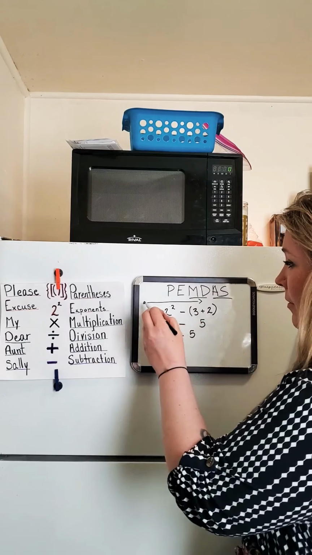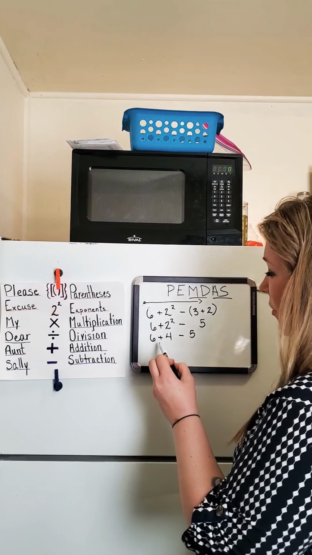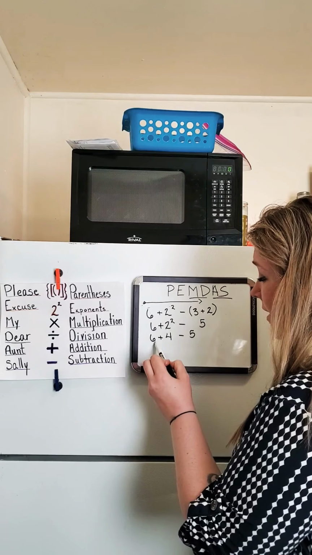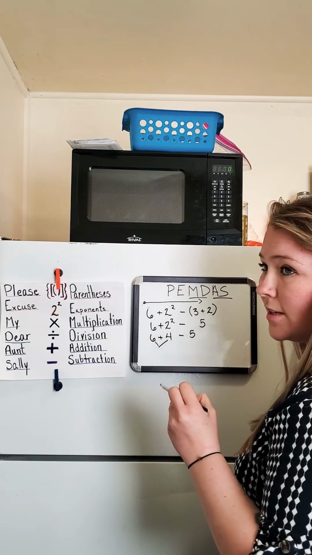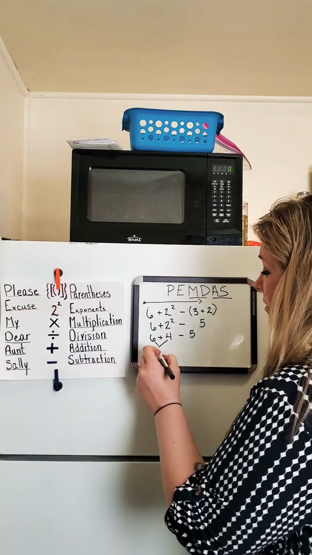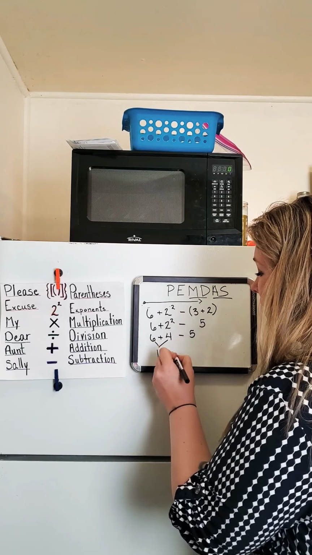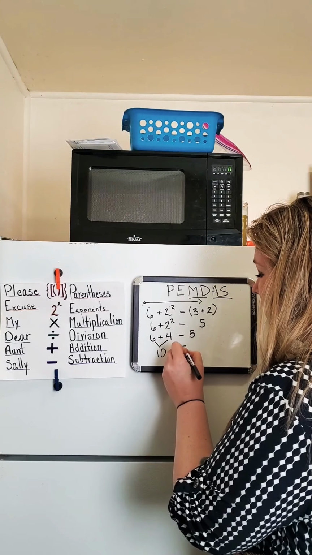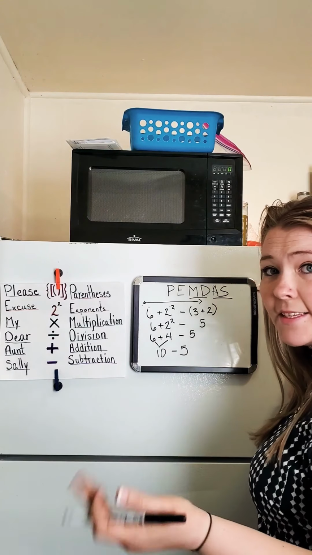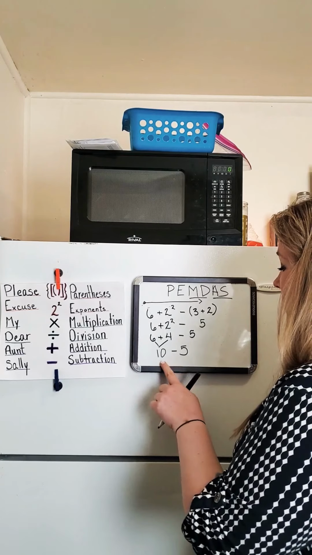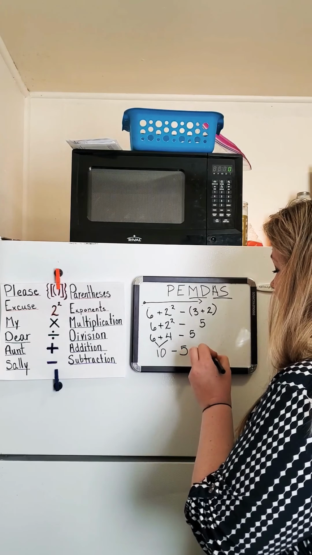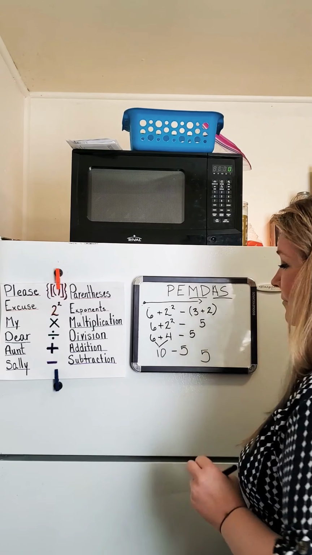So we do that from left to right. So the first one on the left is an addition problem. So we have 6 plus 4. So 6 plus 4 is 10. And then I'm going to write the rest of my problem. So now the last thing I have to do is subtraction. So I have 10 minus 5. So 10 minus 5 is 5.